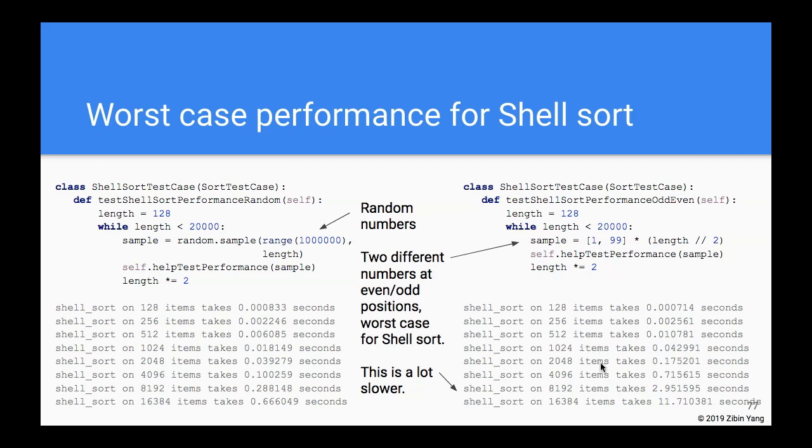And if you look at this, and especially look at just the last line here, the 16,384 items, with the random data, it's still pretty fast, right? But with the carefully constructed worst case nightmare for shell sort, it takes a lot longer.